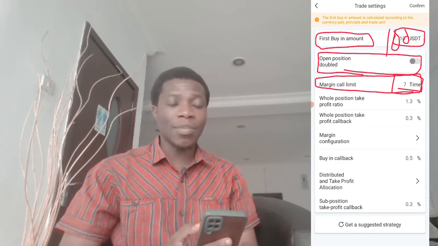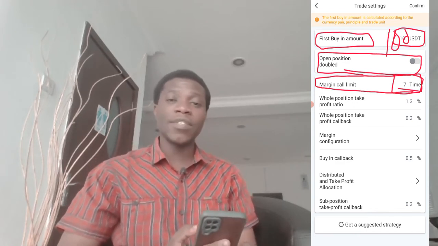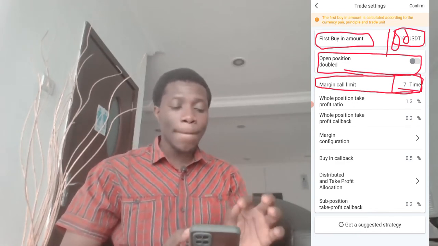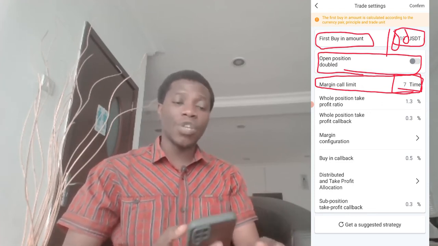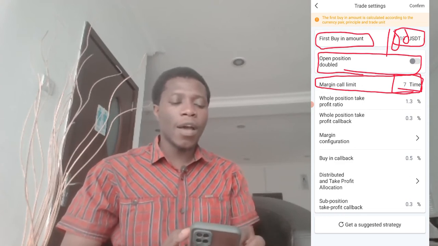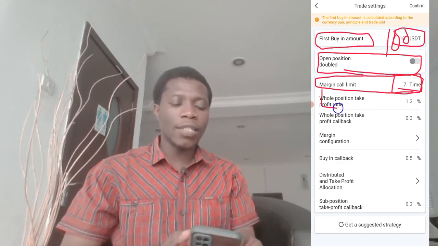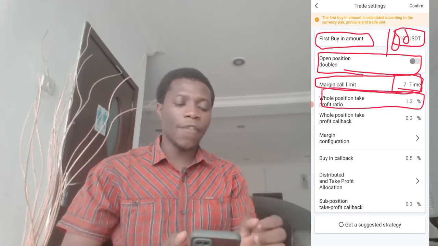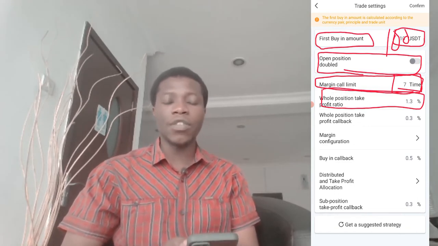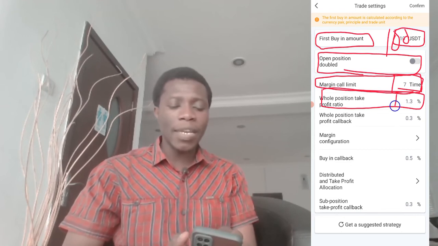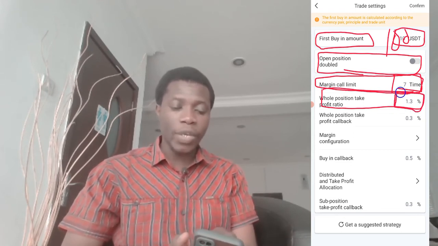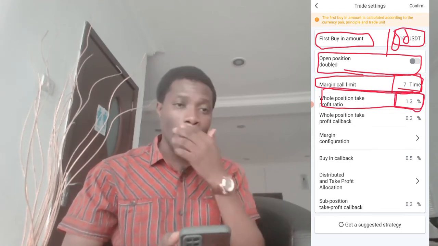Sometimes I do 1 time, sometimes I do 2 times, 3 times, 4 times, 5, 6, 7. Okay, that's just margin call. How many times do you want the bot to trade for you? Okay, the next one you can see down here says take profit. All position take profit ratio. It means per trade, how many percent would I want from the trade?